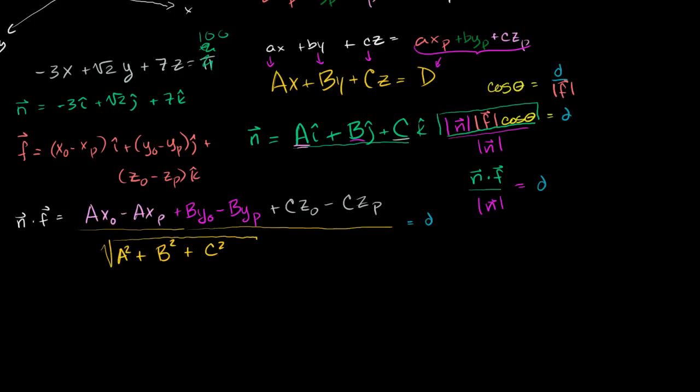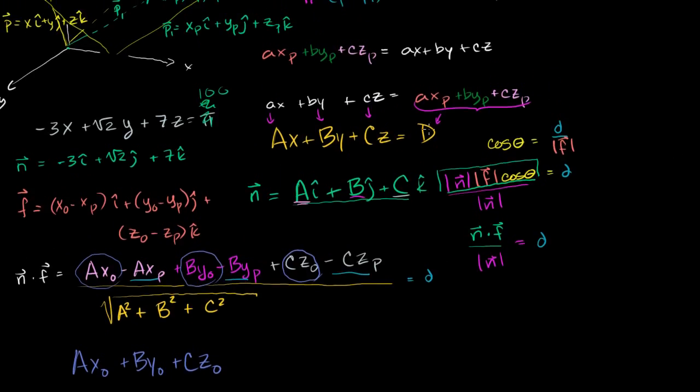So first we can take all of the terms with the x naught. These involve the point that sits off the plane. Remember, x naught, y naught, z naught sat off the plane. So this is a x naught plus b y naught plus c z naught. And then what are these terms equal to? Oh, negative a xp minus b yp minus c zp.